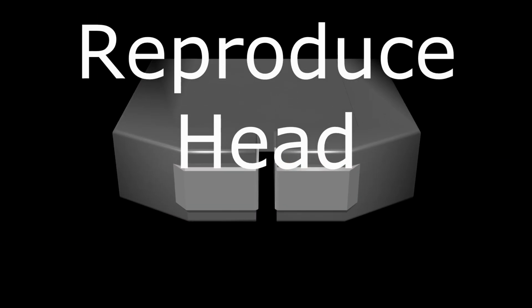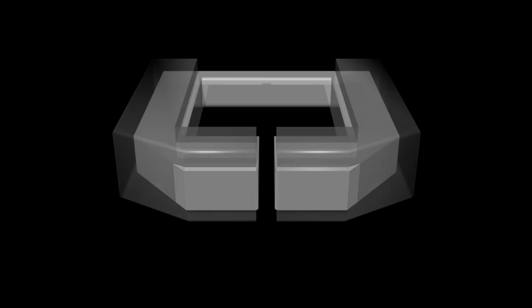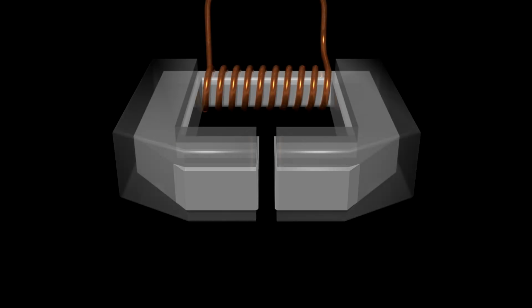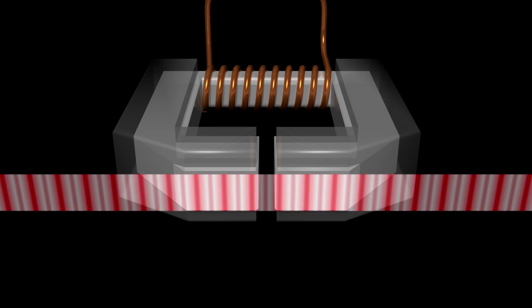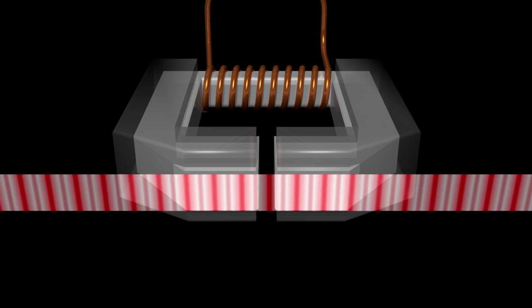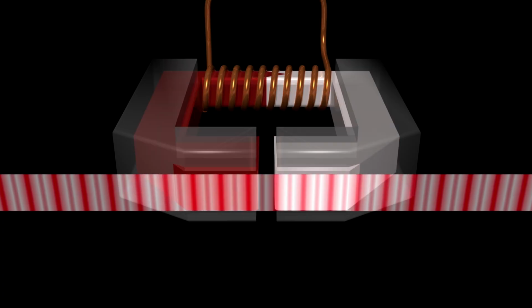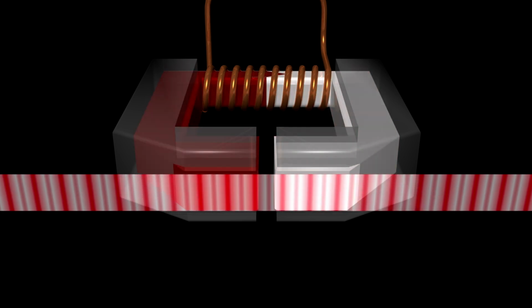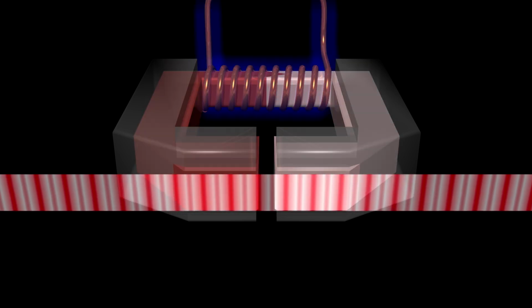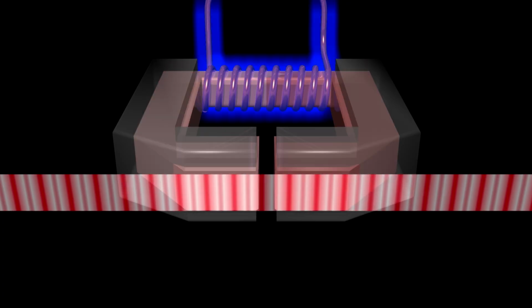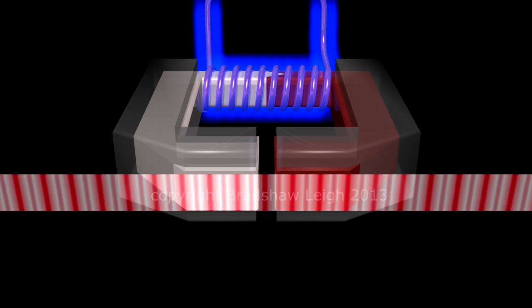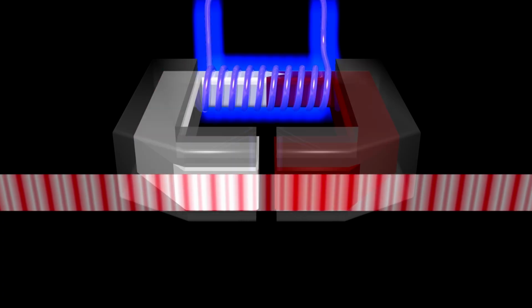Playing back audio is almost identical to recording, but the process is reversed. Inside the reproduce or playhead is again a coil of wire wrapped around a U-shaped piece of metal. As the magnetized oxide particles, which is your recording, move past the gap in the playhead, the head conducts this magnetic field. This fluctuating magnetic field generates a voltage in the coil of wire. Reproduce heads are designed to only pass the audio signal and not the bias.